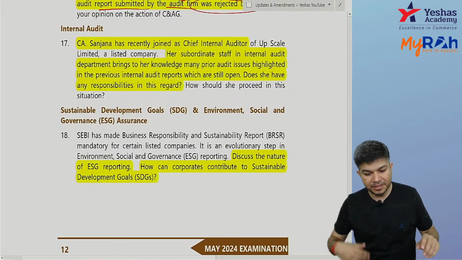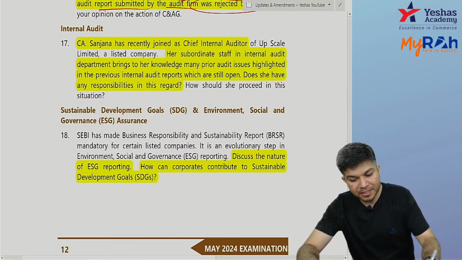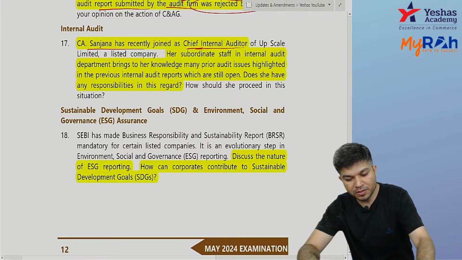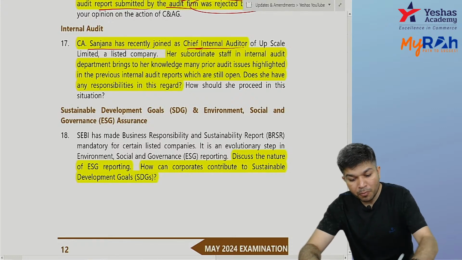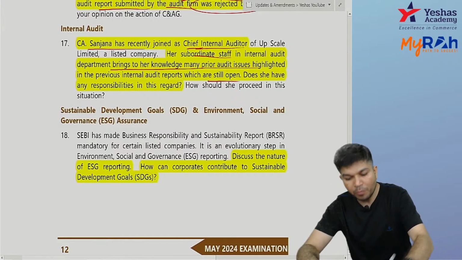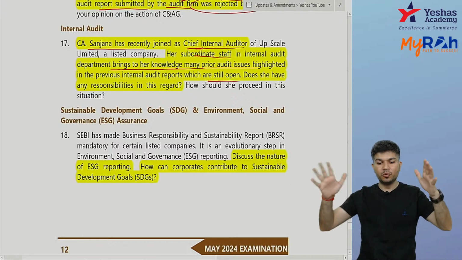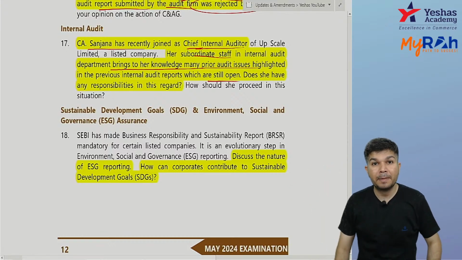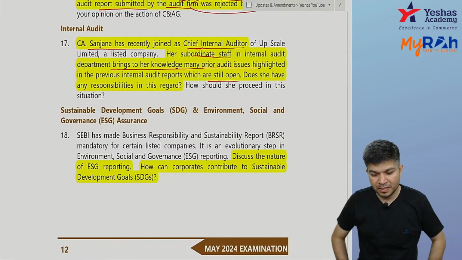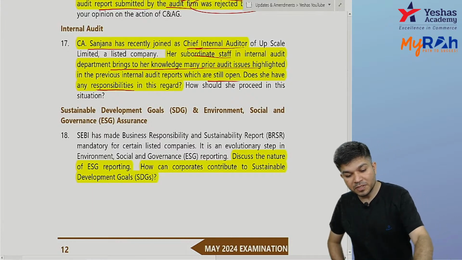Okay, question number 17. CA Sanjana has recently joined as a chief internal auditor of a company. The subordinate staff brings to her knowledge prior internal audit issues which are still open. You joined newly as chief internal auditor. Do you have a responsibility towards it? Does she have any responsibility towards it?